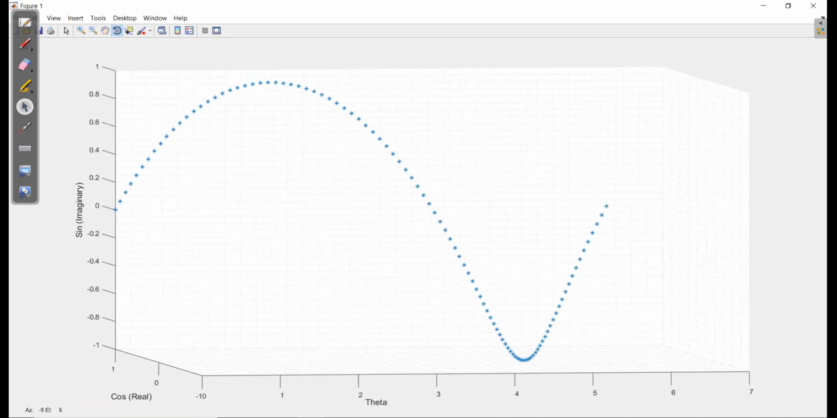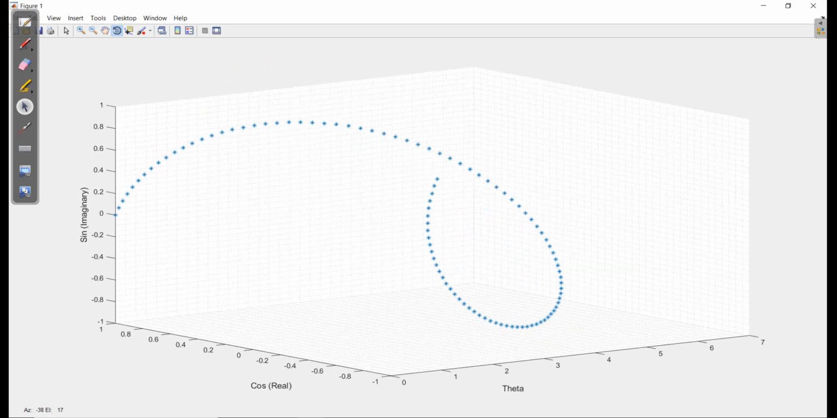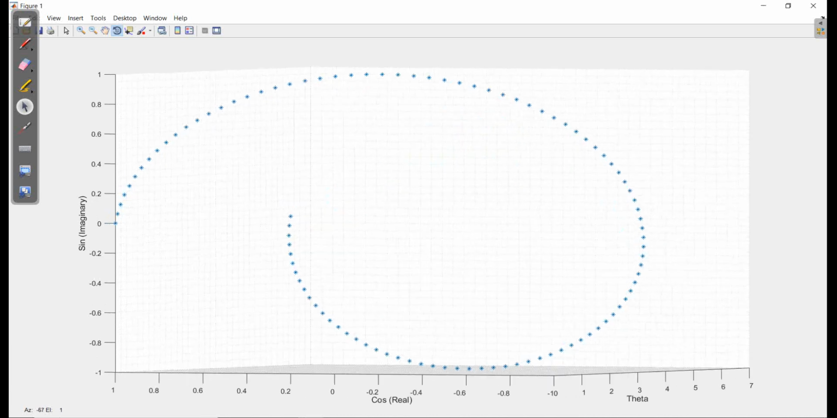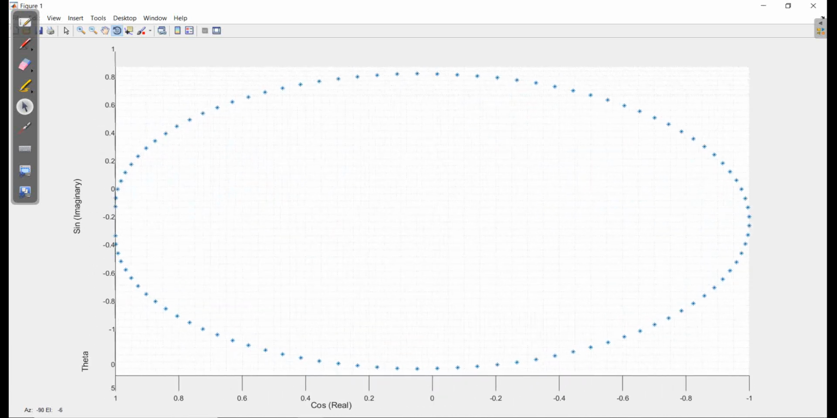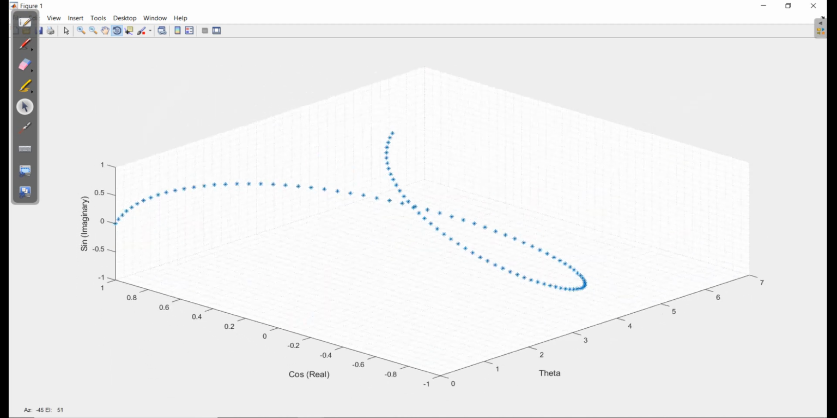One more projection is left, that is the real versus the imaginary. And if you look at that, you'll be amazed to see that this is going to form a circle. Beautiful. So if we plot the real part versus the imaginary part, we'll get a circle. So that is the interpretation, or the visualization, of this complex exponential.